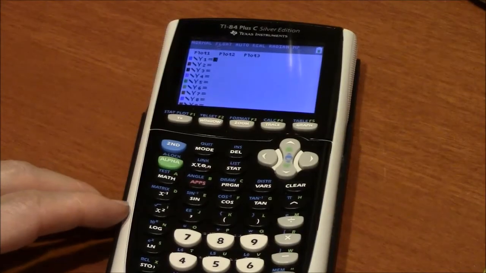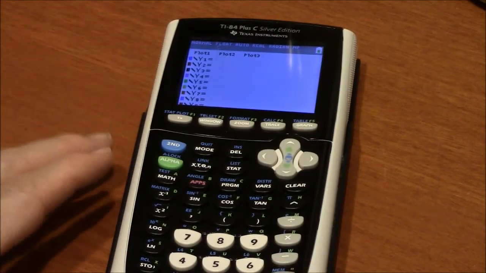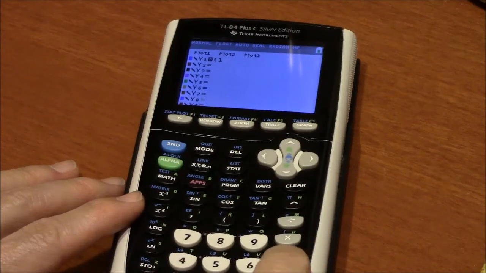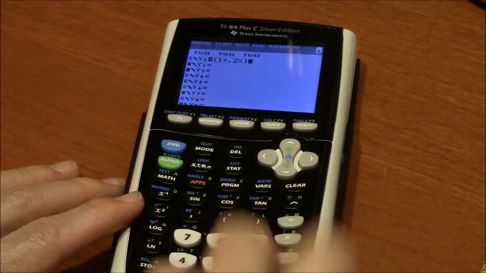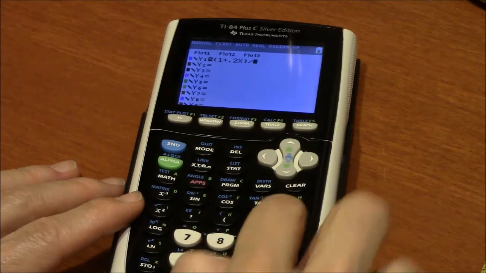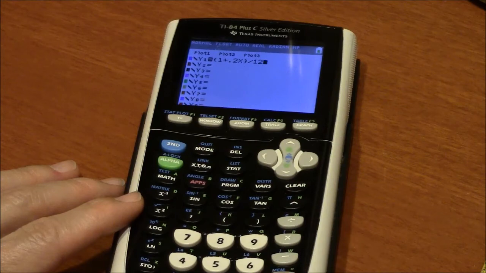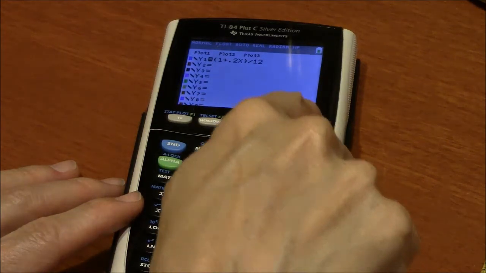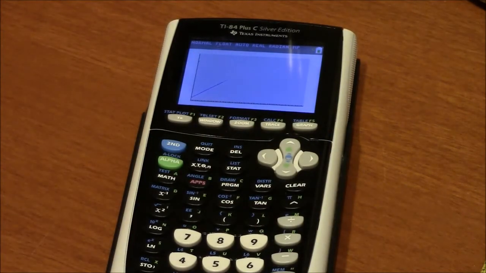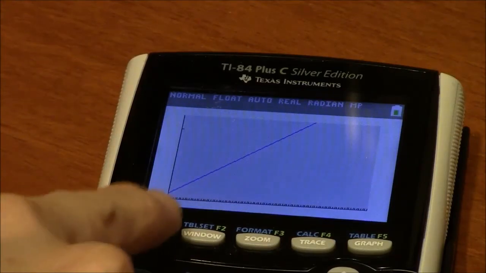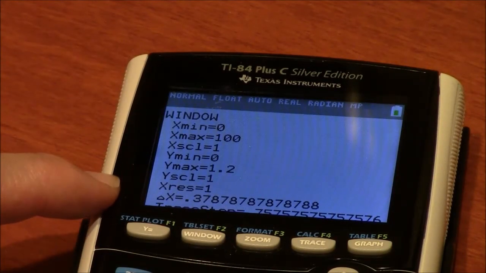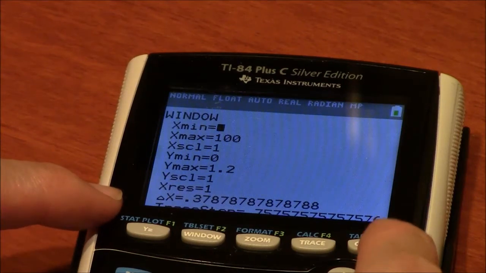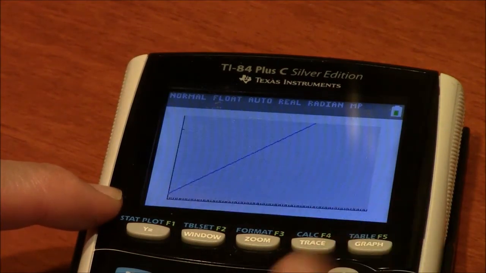I'm going to plot the first function, which I've got, which is parentheses 1 plus 0.2, I'm using x in place of t, and divide that total by 12. So this will get me a linear function. The window parameters are here, and this will get you a nice line on the graph, one that you can actually see the slope.